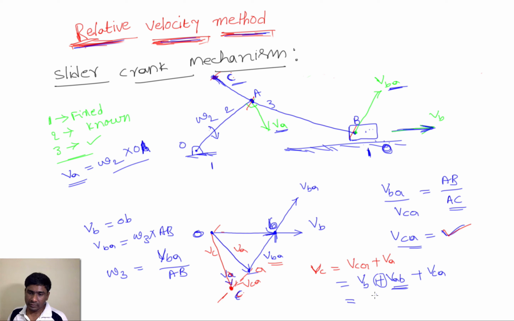Or if I go in this direction, how do we close this triangle? The velocity of C with respect to A, that we have written, and the velocity of A with respect to B, that we have written, and the velocity of B with respect to O, that also we have written.